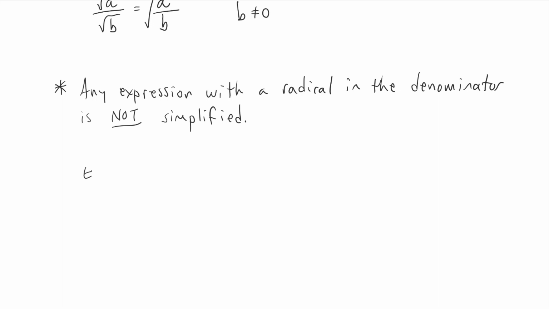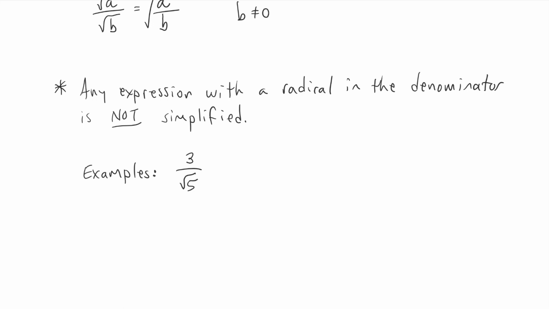So for example, let's say you had like 3 divided by the principal square root of 5. Now that's a perfectly legitimate number. It's an irrational number, but it is a number. It's a real number, but it's not simplified because it has a square root in the denominator. So the reason that's not simplified is if you try to divide by an irrational number, that's a huge pain.